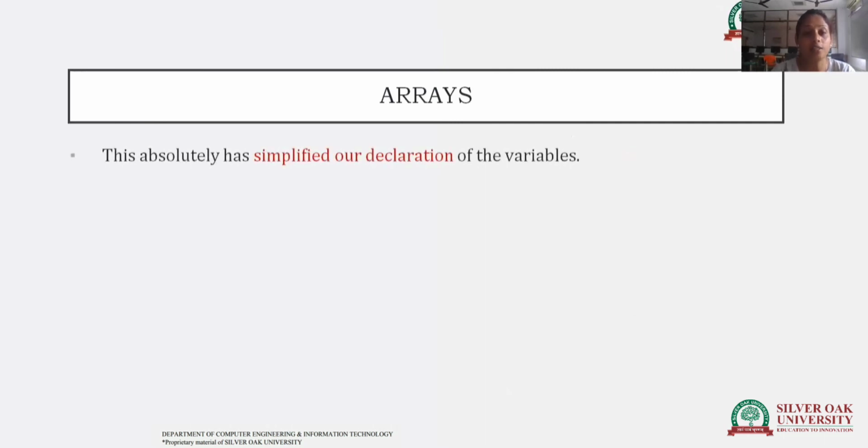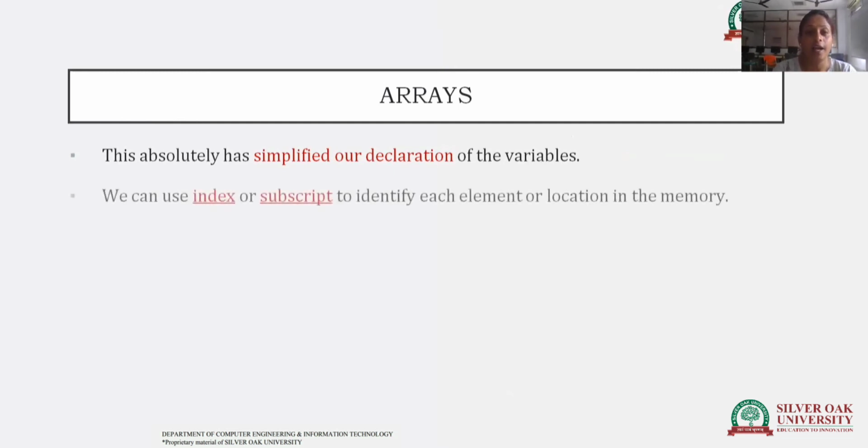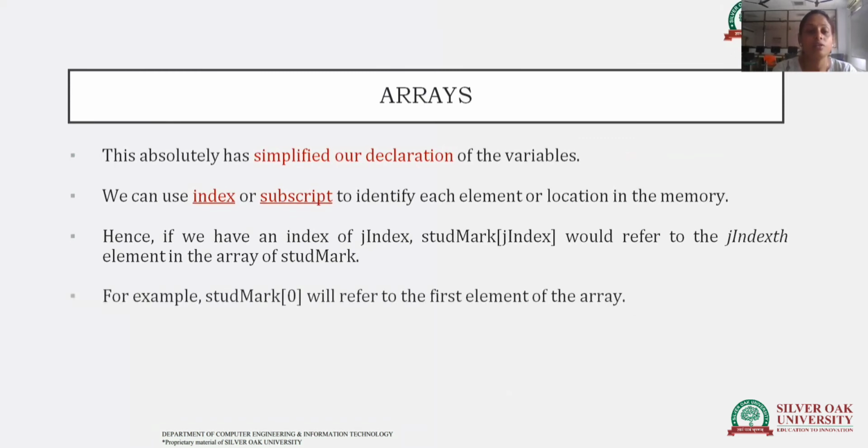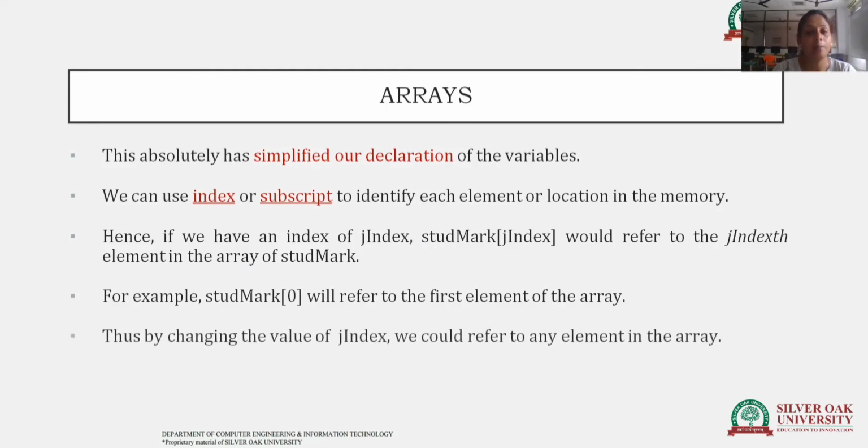Now, why is it so important? It simplifies our declaration, and we can use index and subscript to identify each element. We refer with the i index and j index of student marks. So student marks of 0 will refer to the first element, and by changing the value of the j index, you can refer to any element of the array.